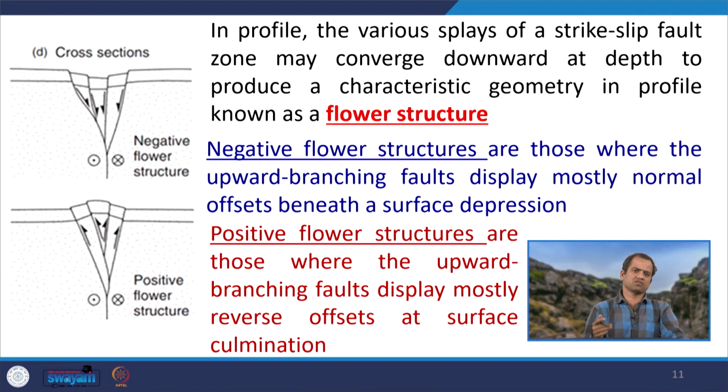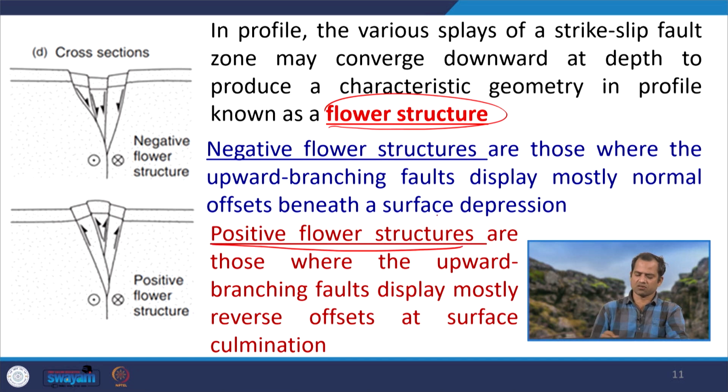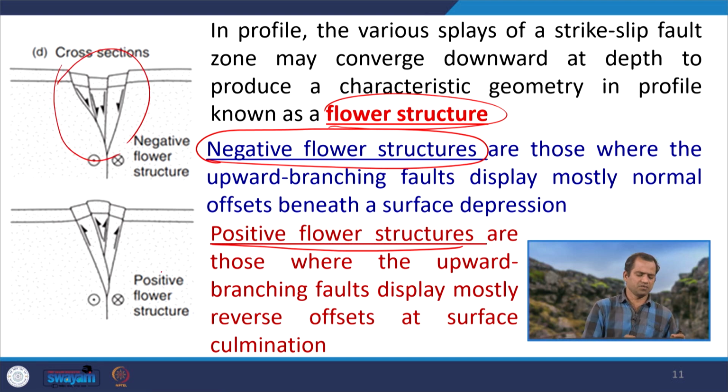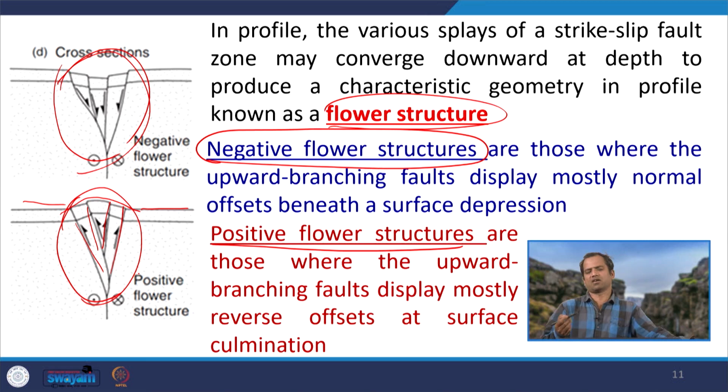And the flower structures that we were talking about a few minutes back: one is called a negative flower structure, and another is called a positive flower structure. Negative and positive flower are based on topography. If, relative to the surroundings, this area is going down, creating a basin due to normal faulting, that is called a negative flower structure. And if, with respect to the surroundings, this area is moving up and it is a compressional system, that is called a positive flower structure. Anyway, it looks like a flower, that is why it is called a flower structure, and negative and positive are based on its topographic appearance.